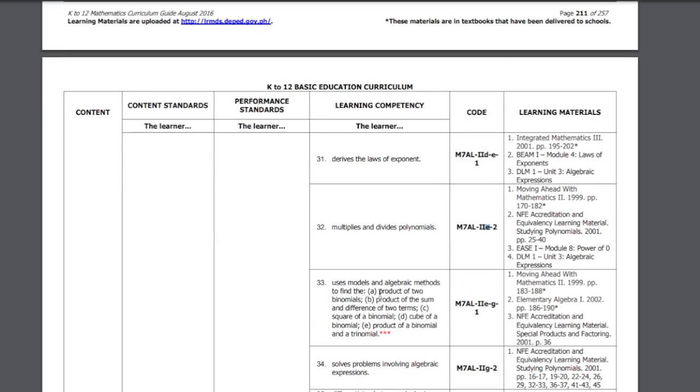Then we're going to use models and algebraic methods to find out. I'm going to separate this: product of two binomials, product of the sum and difference of terms, square of a binomial, and product of a binomial. And actually, students have a hard time here. So I might have a video for every single one.